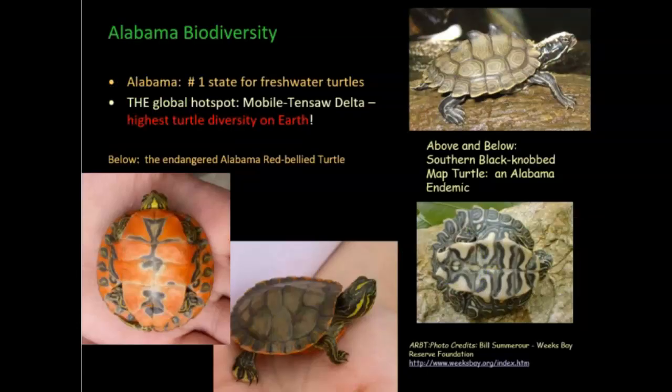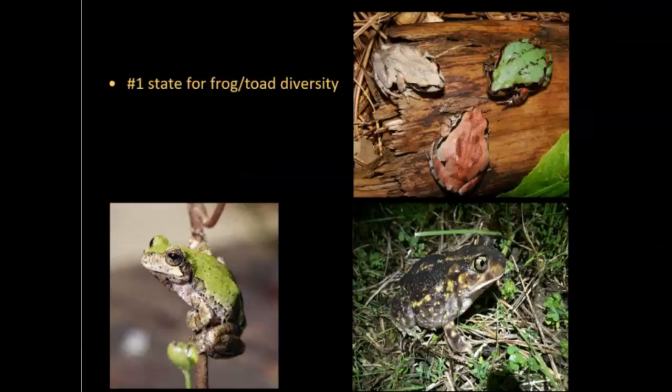And as you might anticipate, I'm about to say that we're the number 1 state for freshwater turtle diversity and the global hotspot for turtle diversity on the planet. In fact, just the Mobile-Tensaw River Delta, which is in lower Alabama, has the highest turtle diversity on the entire planet. We are also the number 1 state for frog and toad diversity when you combine those groups.